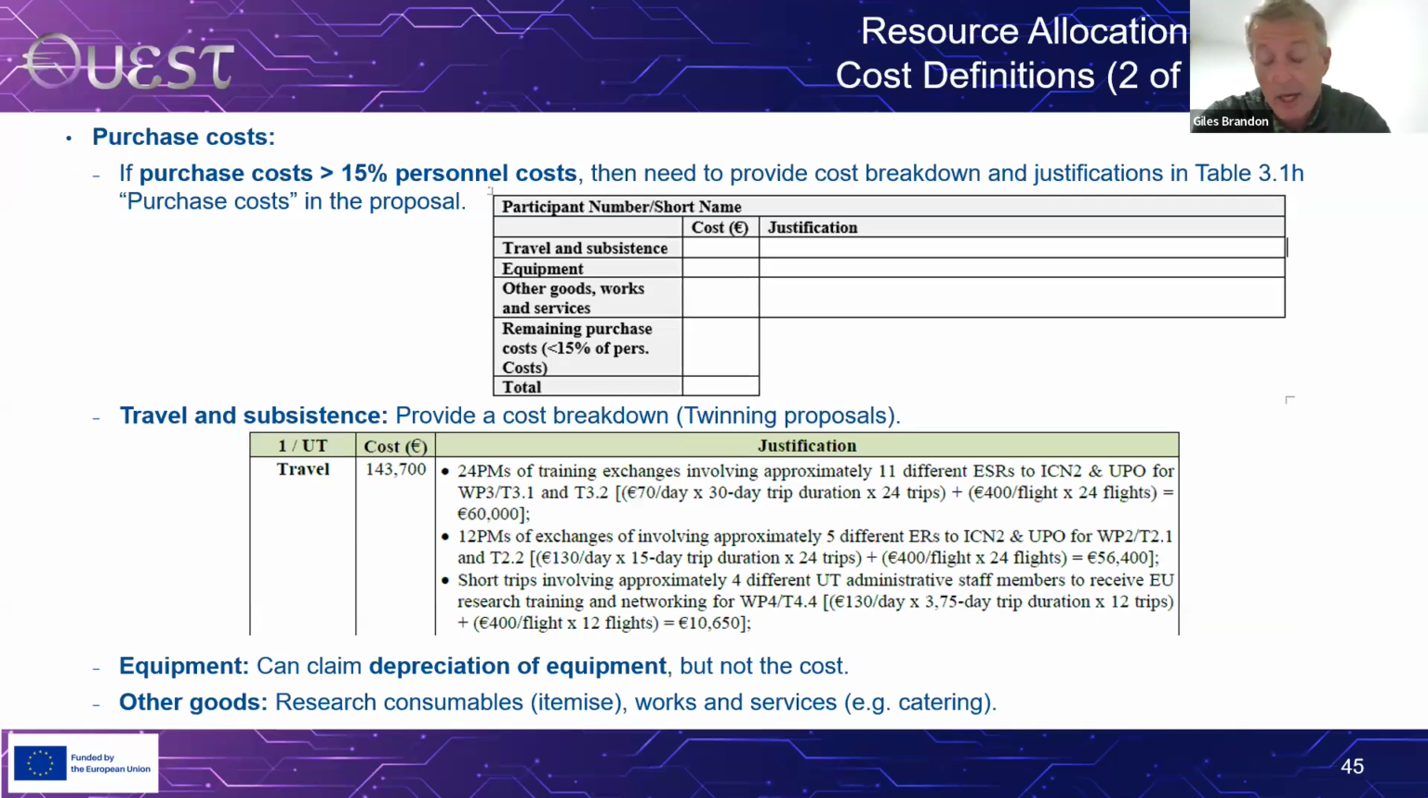Cost definitions, other types of costs, purchase costs. So in all these projects, besides personnel costs, you're probably going to have, for sure, travel costs to go to consortium meetings, perhaps to go to conferences. You may be buying equipment, you may have research consumables. To make life easier, the Commission has said, look, if those purchase costs are below 15% of the personnel costs, we don't want to know.